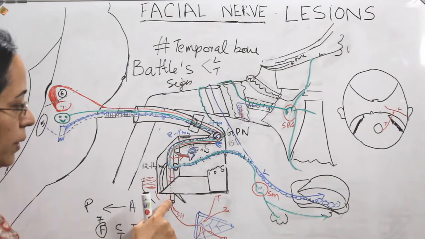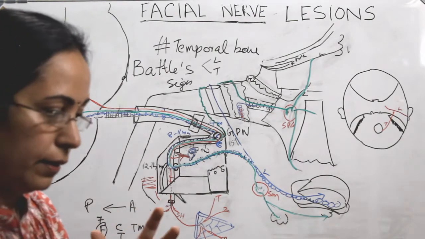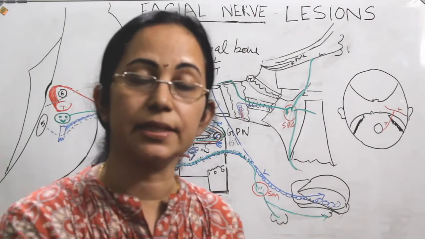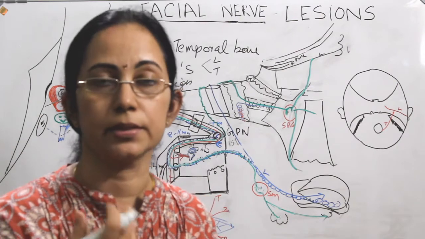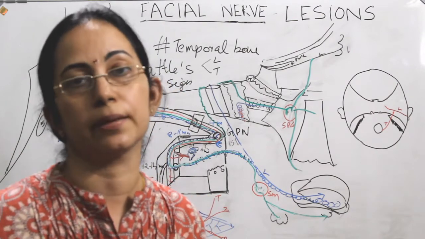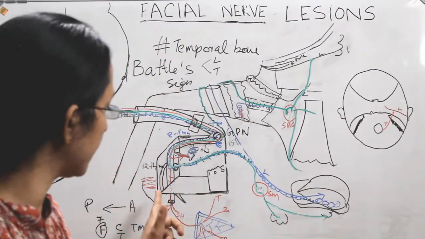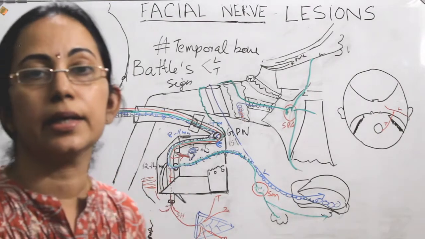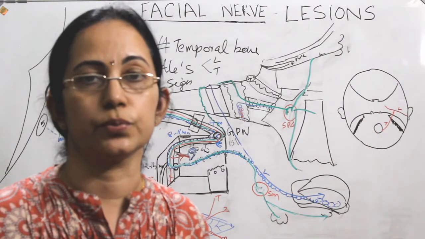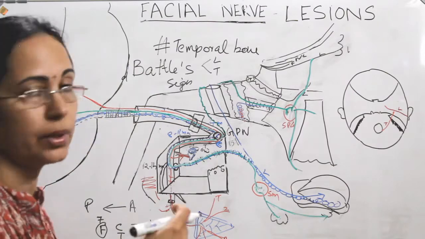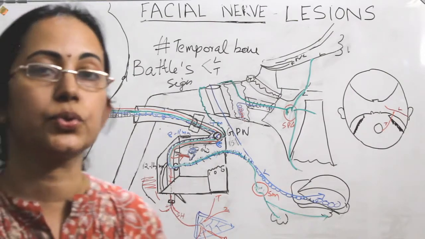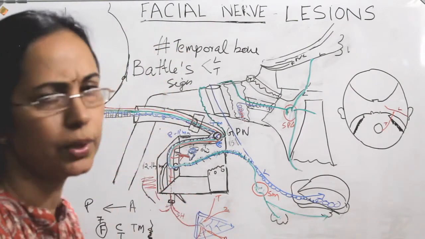This stylomastoid foramen will lie directly under the subcutaneous tissue and below the skin. Okay, the stylomastoid foramen will lie directly under the skin and the subcutaneous tissue. So what happens if you put a usual postaural incision? How will you put a postaural incision?